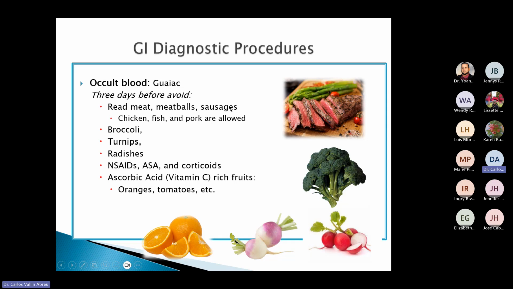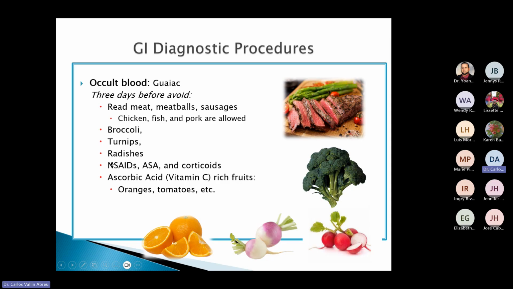food that contains blood, specifically red meat, and try to open your mind to know that meatballs are made with red meat, and maybe sausages, etc. Nevertheless, chicken, fish, and pork are allowed. But there are some vegetables like broccoli, turnips, and radishes that can produce false positives, so they should be avoided.